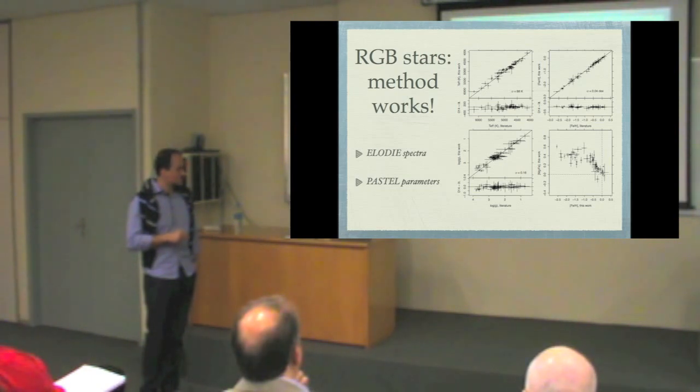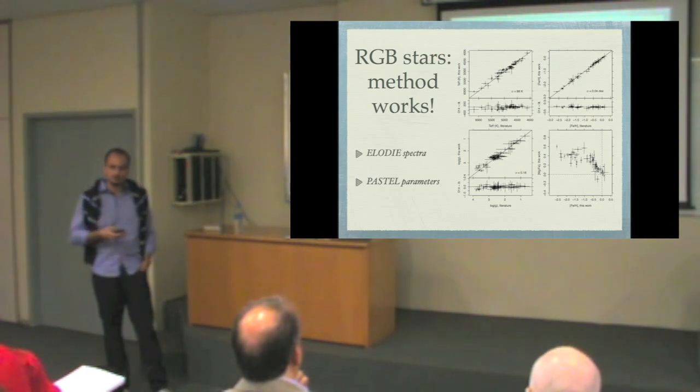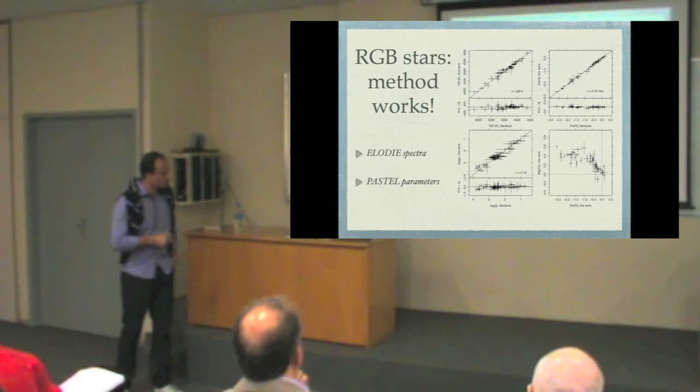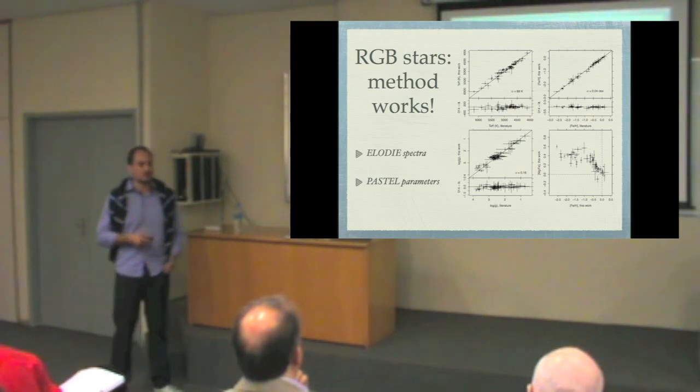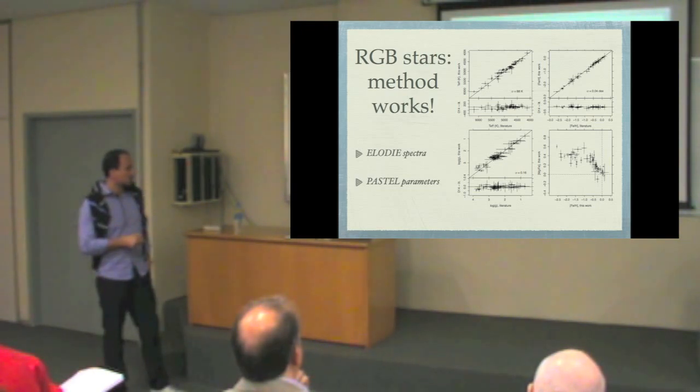And for this spectrum, we use PASTEL, a catalog from the literature of well-known stars, also containing ELODIE stars. We take these parameters as reference, shown on the x-axis here. So we have temperature, iron metallicity, and gravity. This is the PASTEL parameters, and this is our derivations.